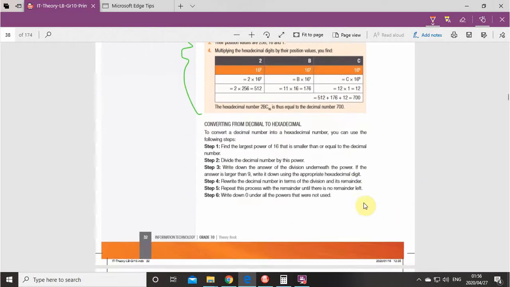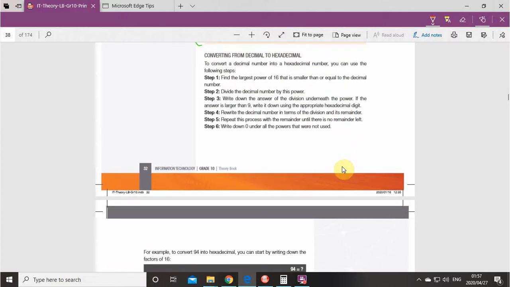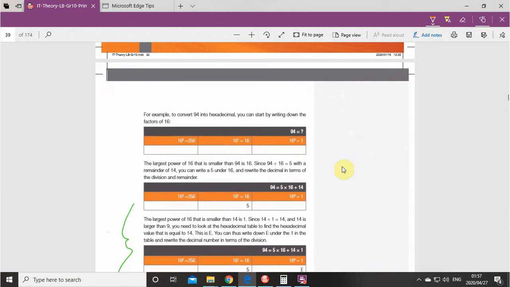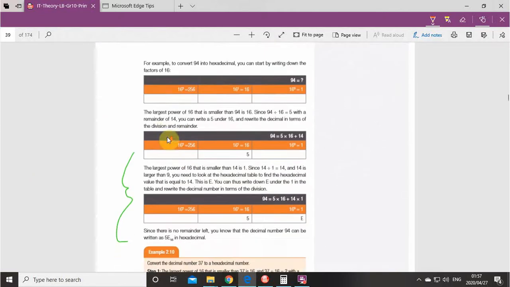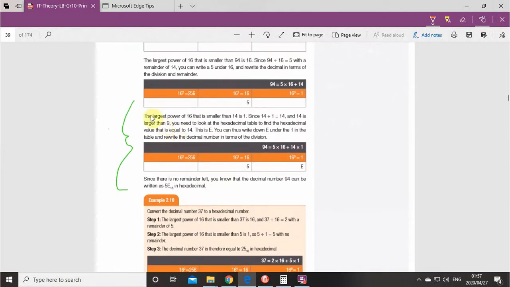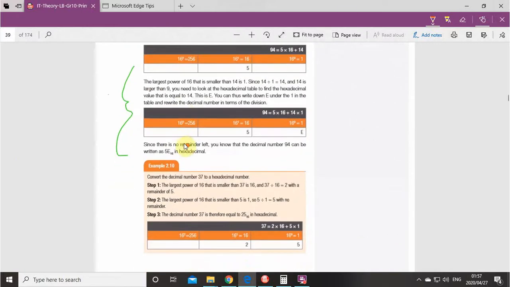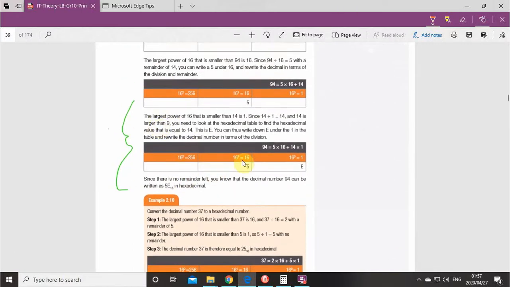Okay, now to convert from a decimal to a hexadecimal. Here's a few samples. Let me stick with this one. I'm just gonna skip to the bottom and I'll explain in my own words. Here again, we want to take a decimal and convert it into a hexadecimal. First off, 16 to the power of 0 is 1. Is 1 greater than 94? No, it's not. Then we move on.